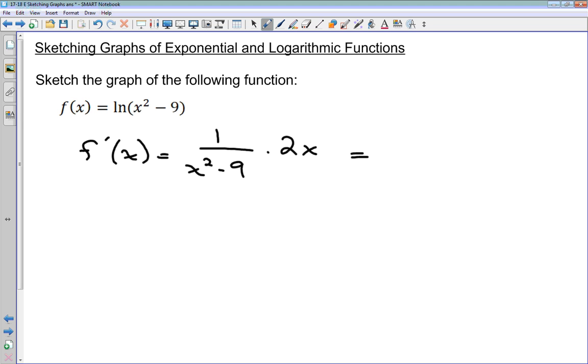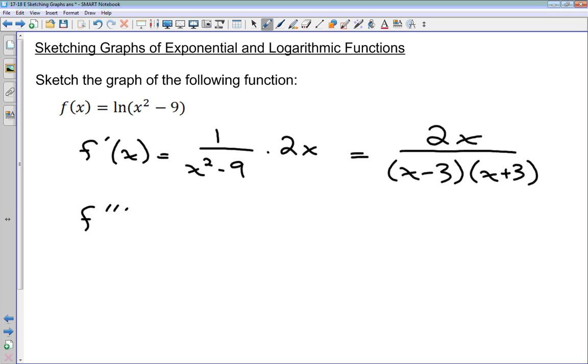We want to have this simplified as much as possible and in factored form. So in factored form, this would be 2x over, and we can factor the denominator to (x − 3)(x + 3). Now let's take our second derivative here.